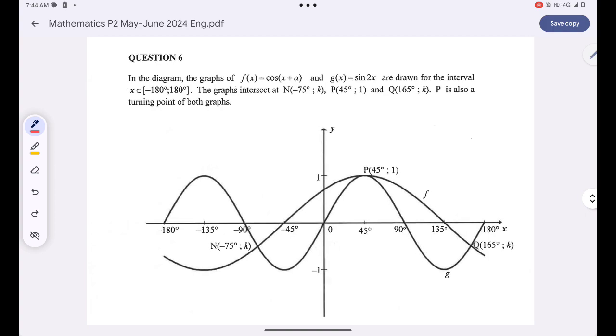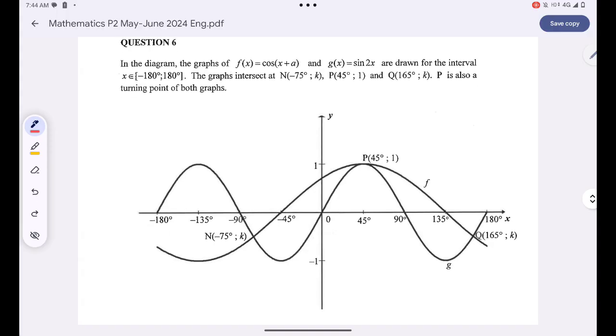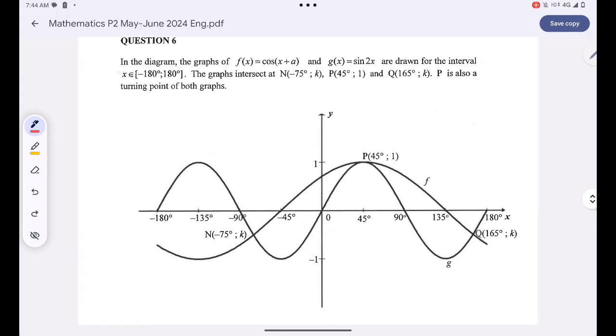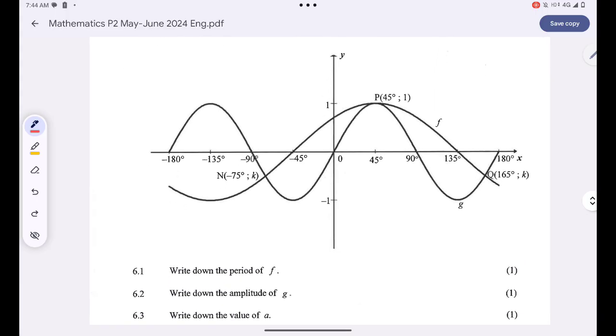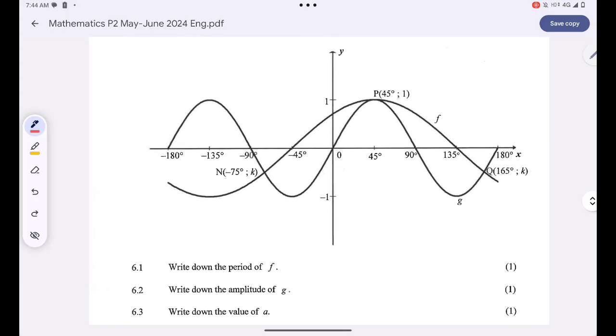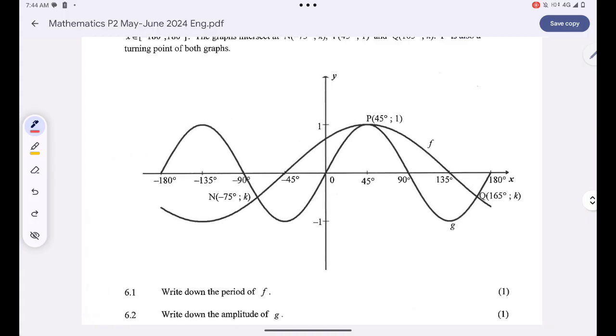Okay, in the diagram, the graphs of f and g are drawn for the interval where x is between negative 180 and 180. The graphs intersect at N, P, and Q, and we are told that P is also the turning point of both graphs. Firstly, they want us to find the period of f.